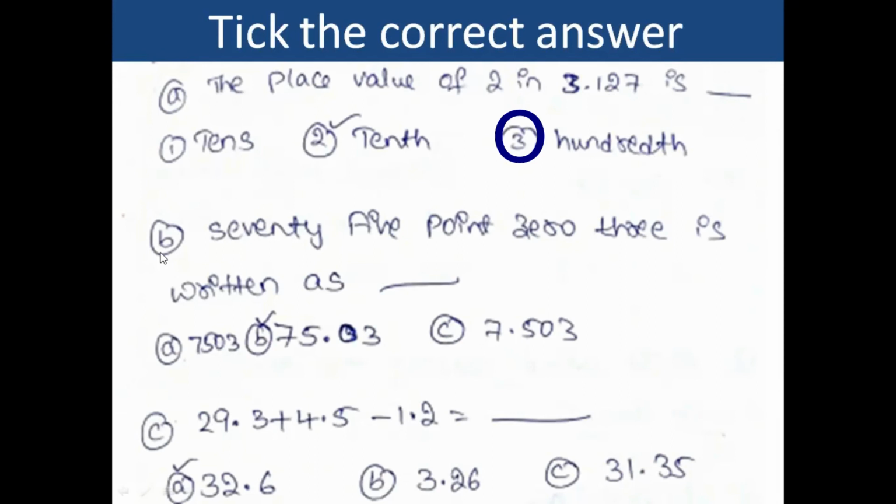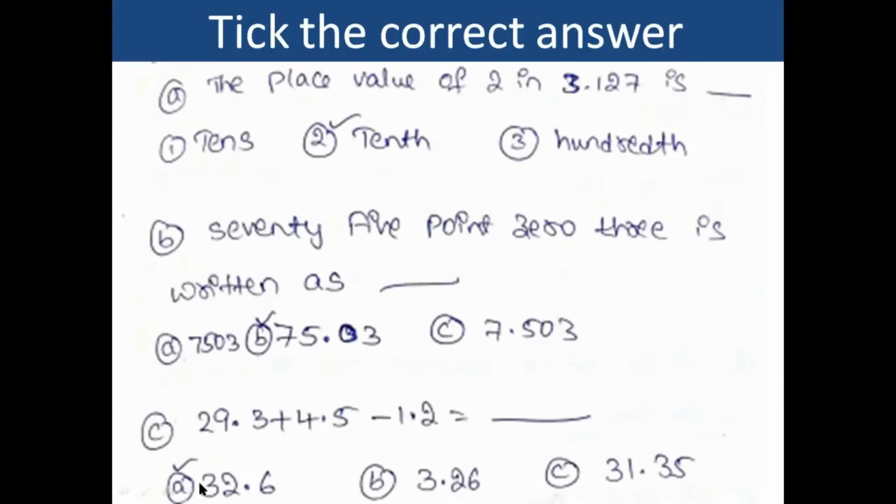Next, B1. 75.03 is written as. See in the question, 75. Where is 75? In B1 we have 75.03. Answer is B. In C1, 29.3 plus 4.5. We have to add. We get 33.8 minus 1.2. Answer is 32.6. Answer is tick the A1.